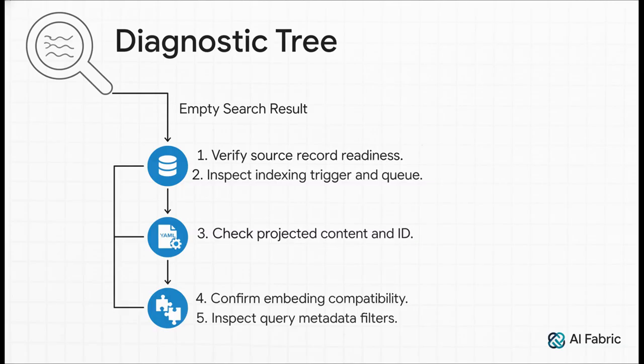First, is the source record even ready? Second, did the indexing trigger actually fire, or is it stuck in an async queue somewhere? Third, check the projected content. Did your YAML strip out the text by mistake? Fourth, are your query and stored vectors using compatible embedding models? And finally, check your filters. A missing tenant ID capability will fail closed, which is exactly what a secure system is supposed to do.